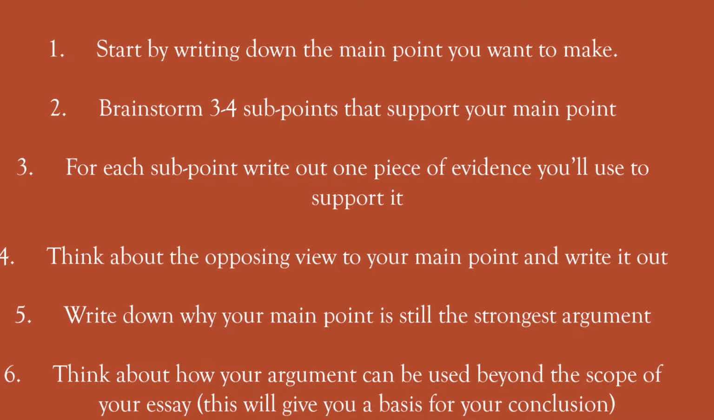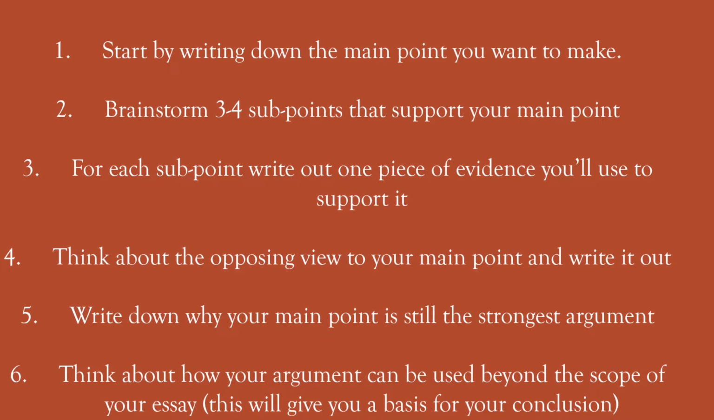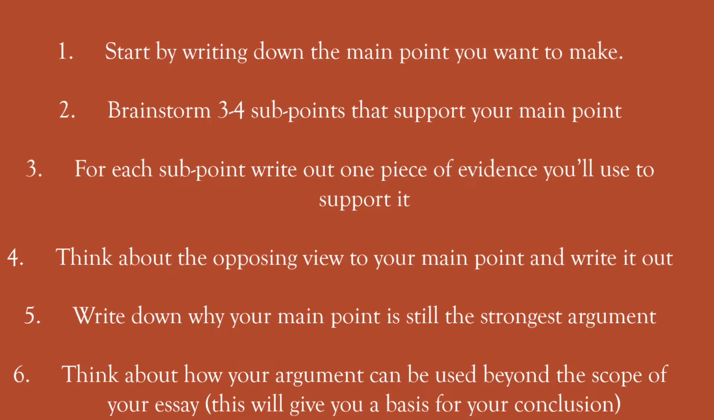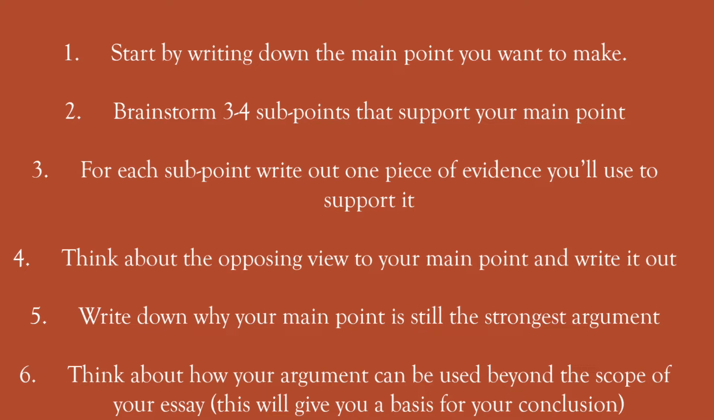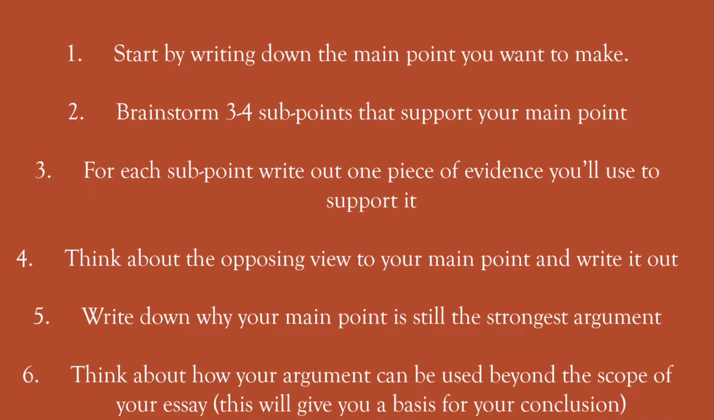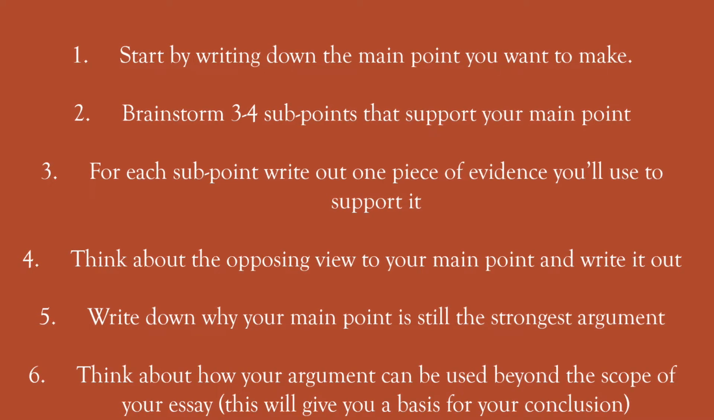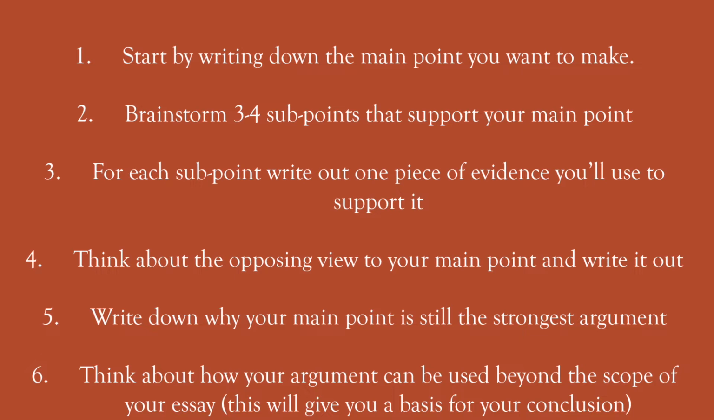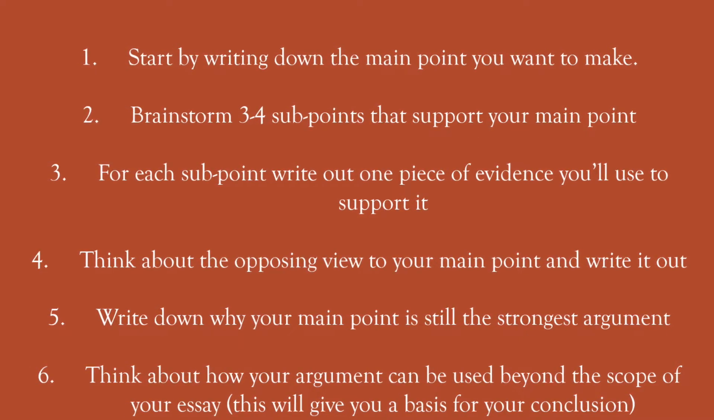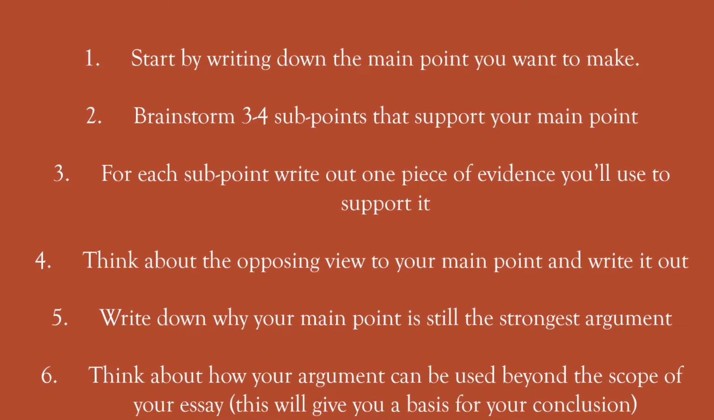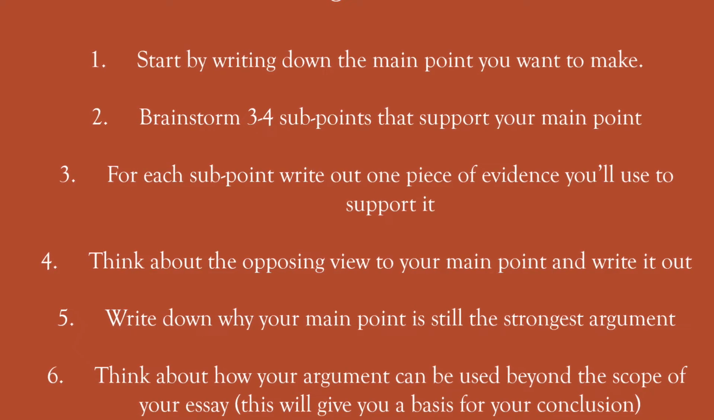Think about the opposing view to your main point and write that out as well. That may seem a little counterintuitive, but you're going to need to at least acknowledge your opposing view in your essay. Then write down why your main point is still the strongest argument, because you want to acknowledge the opposing point, but you don't want your reader to start to go with the opposing point. Then think about how your argument can be used beyond the scope of your essay, and this will give you a basis for your conclusion. All right, I know that seems like a lot of steps, but an outline is key because it will help to guide you through the whole writing process.